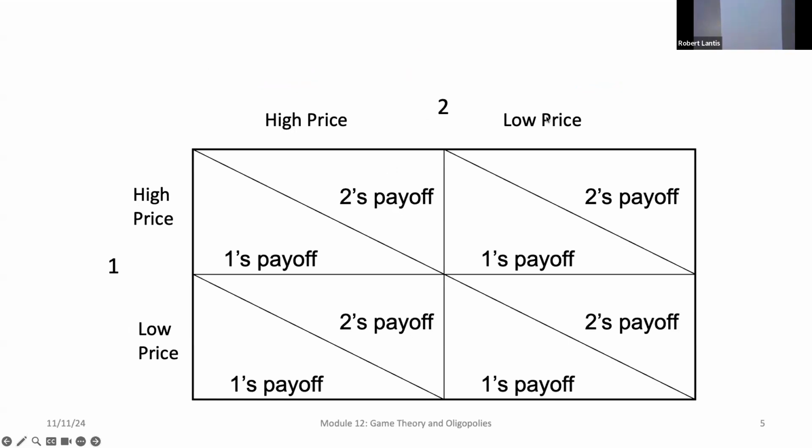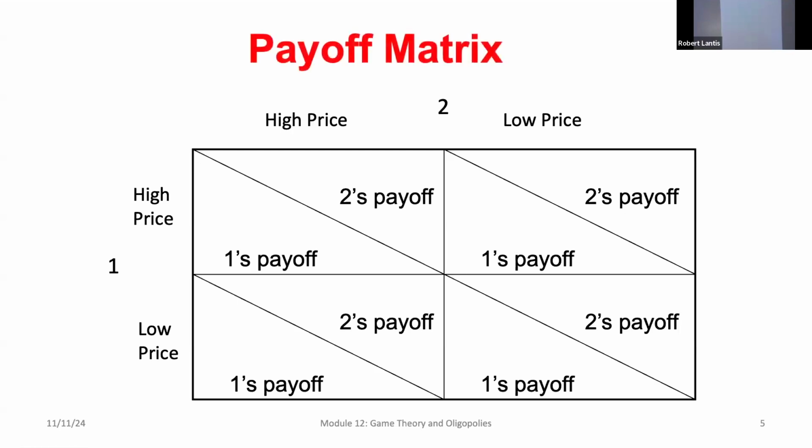If firm one sets a high price, firm two sets a low price. Firm one's payoff is on the left. Firm two's payoff is on the right, and so on and so forth. Okay? So this is our payoff matrix.